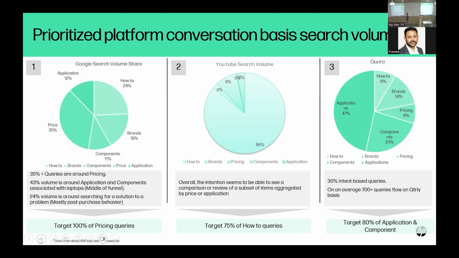And then you look at YouTube-led search volume: 86% of the volume is around how-to. And then there's Quora and forums, where micro-content people are engaging with, and a lot more is around application. So my first message to you, guys, is to first do this for your brands when you become brand managers or category managers. Understand your category well. What is it that people are doing? Because without this, you can't have an AI strategy.